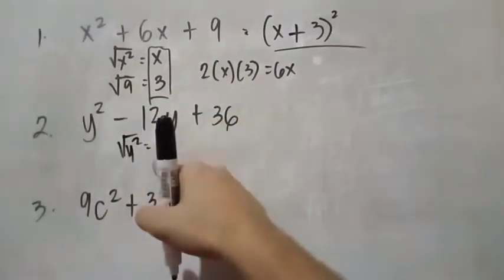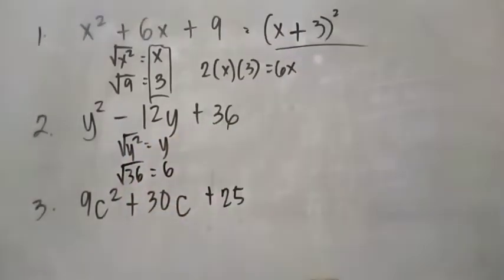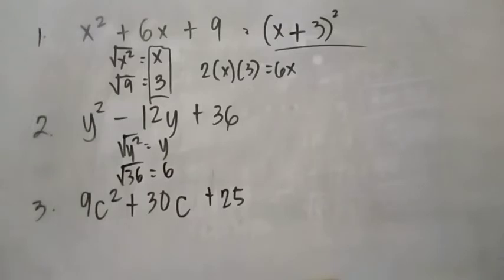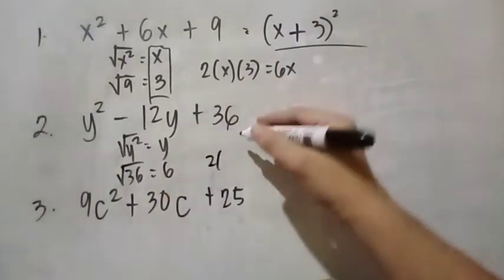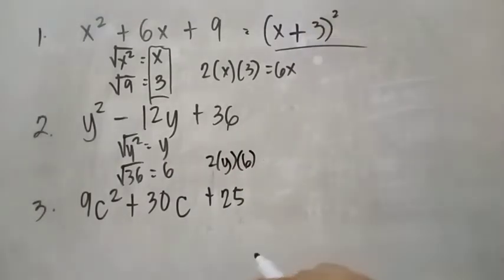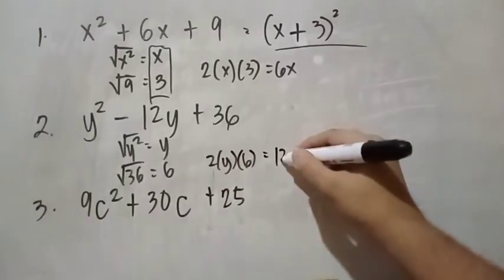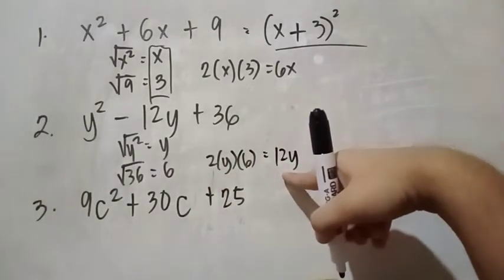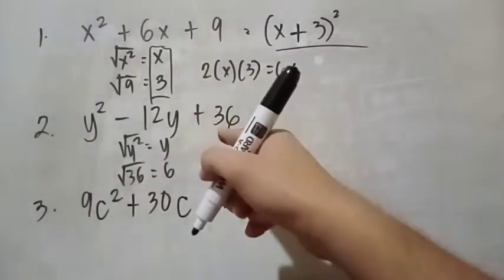Square root of y squared is y. And square root of 36 equals 6. Ayan. And then, imumultiply natin yung 2 sa dalawang terms. Imumultiply natin, ha. So, y and then 6. Ayan. So, 2 times y and then times 6, that is 12y. So, nagmatch yung 12y sa middle term. Therefore, isa itong perfect square trinomial.